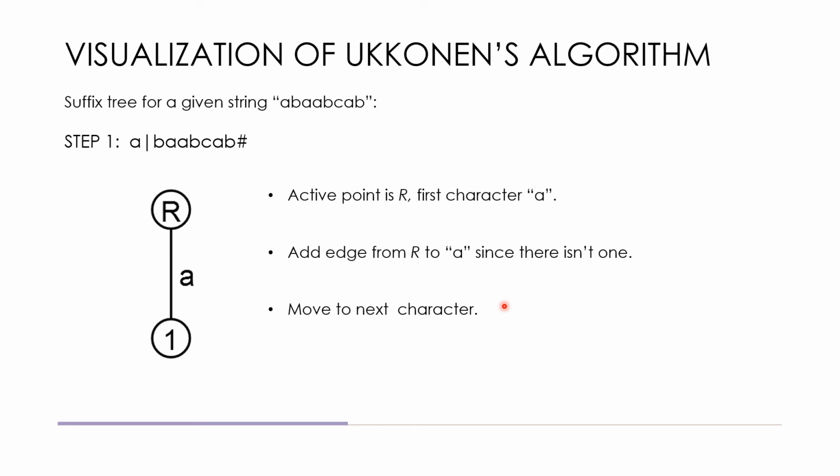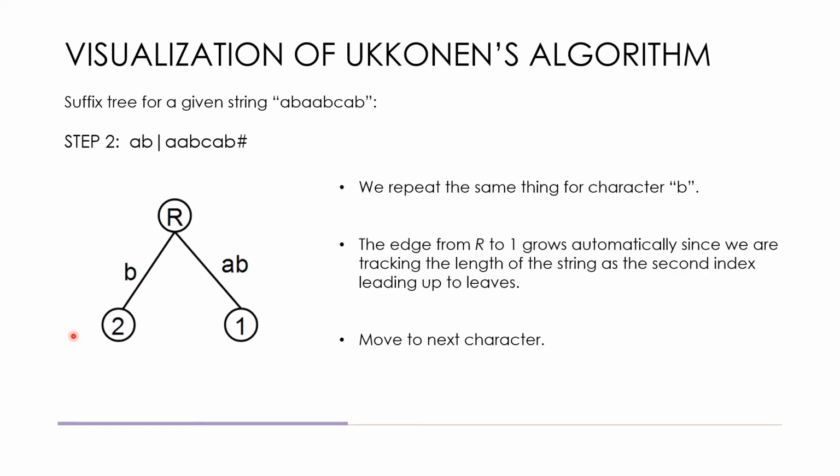So we begin at step number 1. We know that the active point is at the root because this is our first character, we have nothing else. So we take a look at the first character, which is a, and we see that the root doesn't have a transition or an edge with the character a, so we add one, and therefore this results in a new node, which is the node with index 1, and that's all we do. We just add a new transition and a new node, and we move on to the next character.